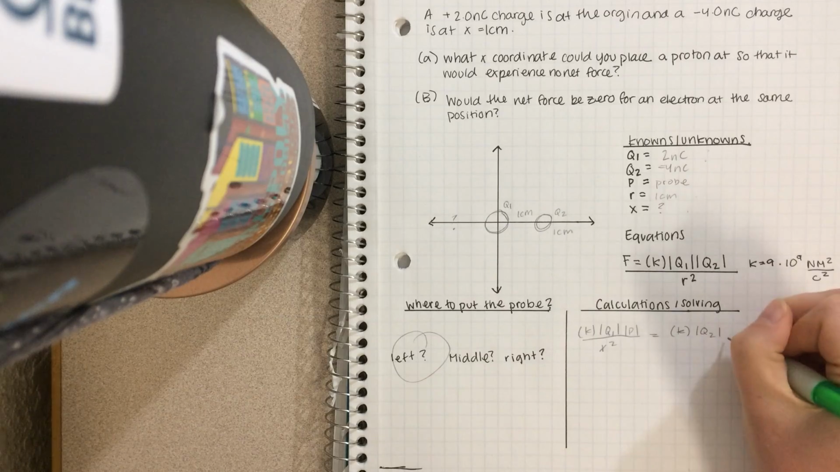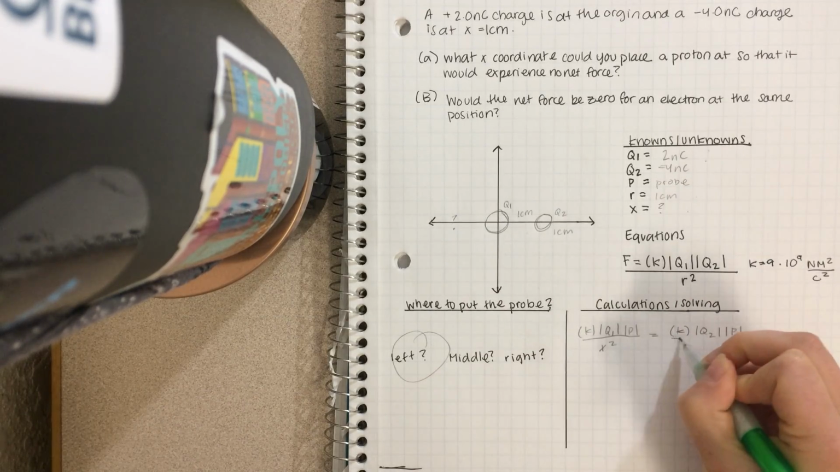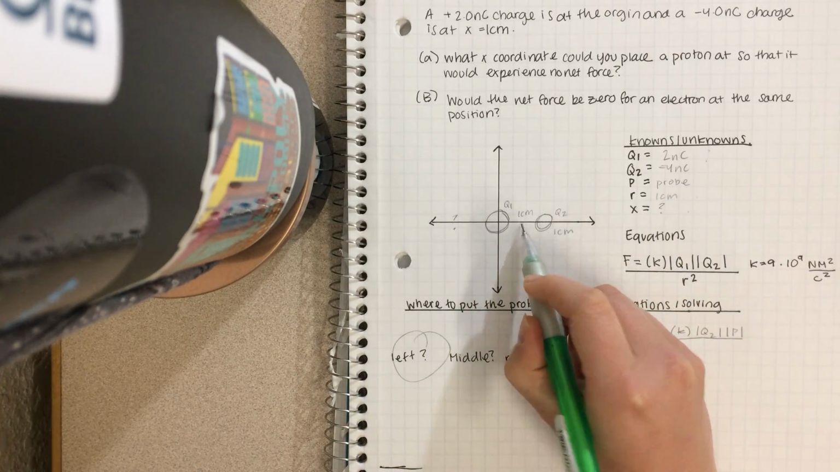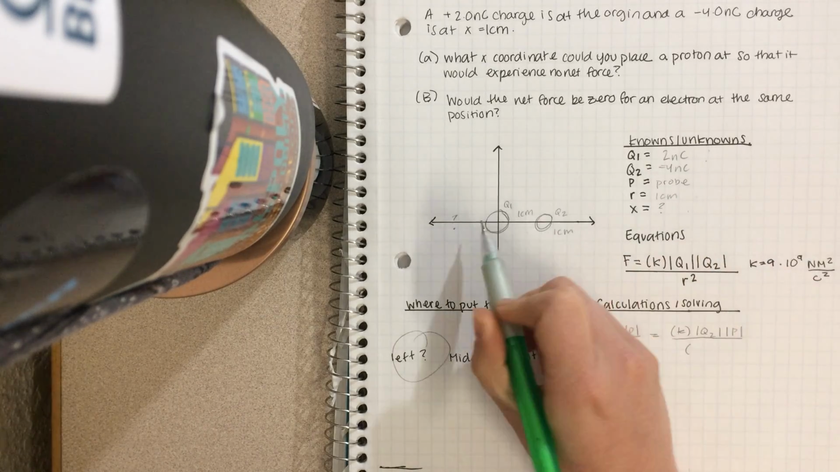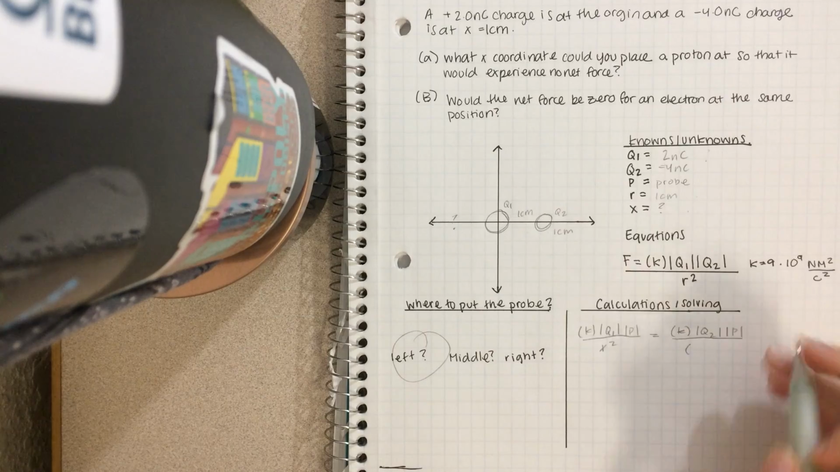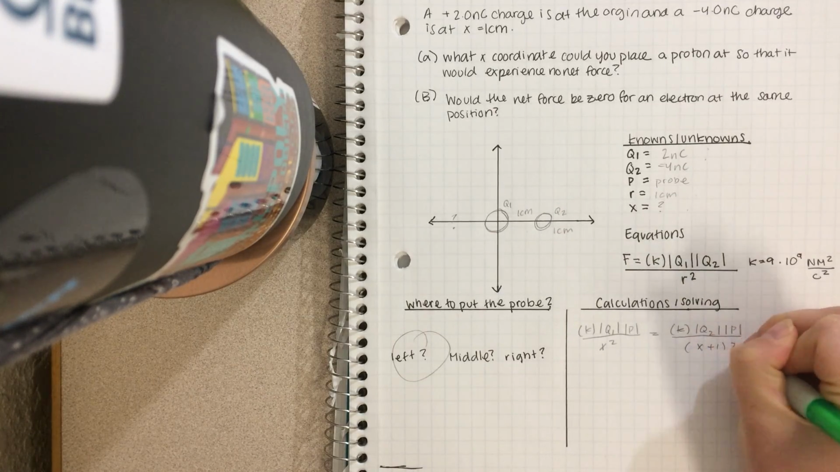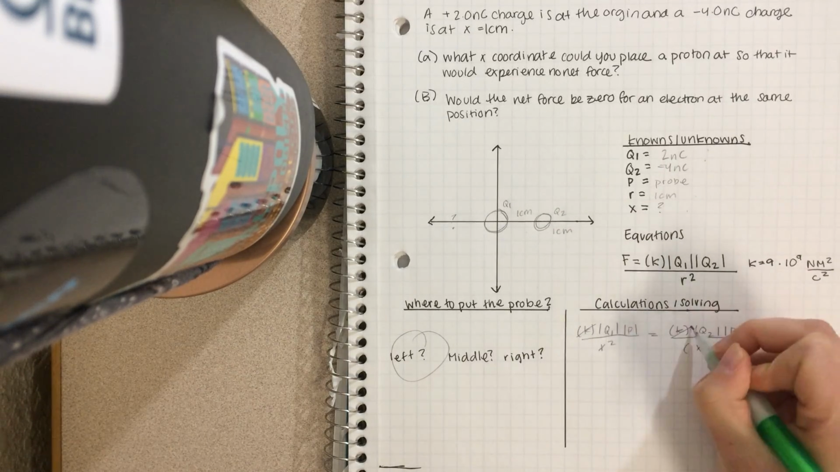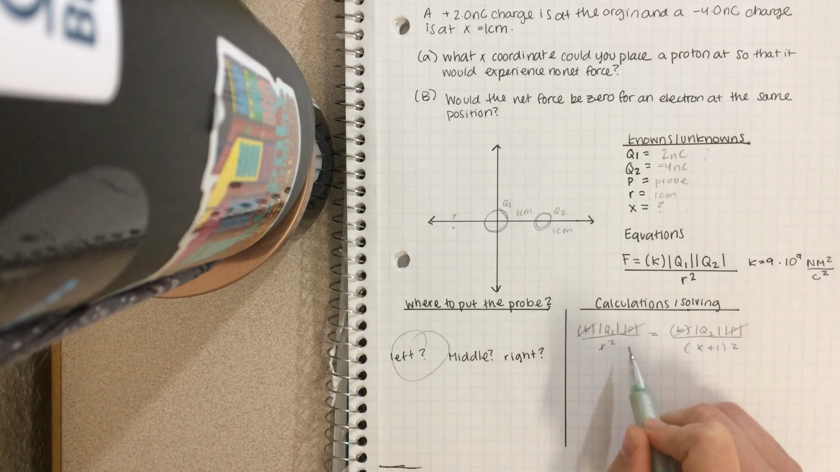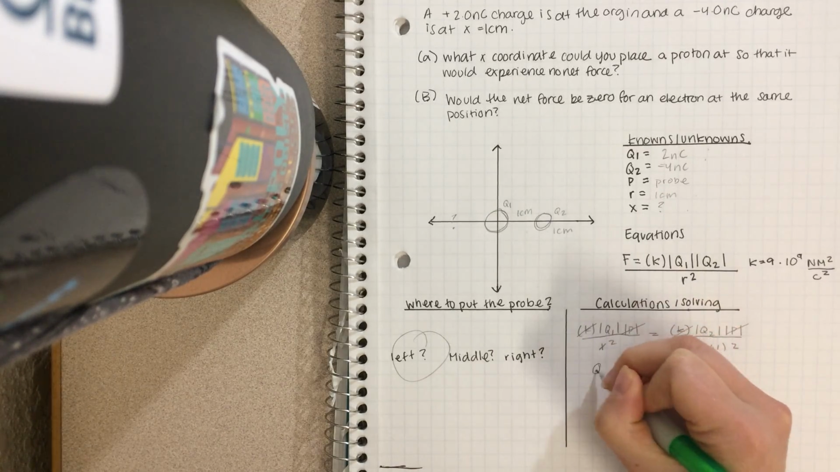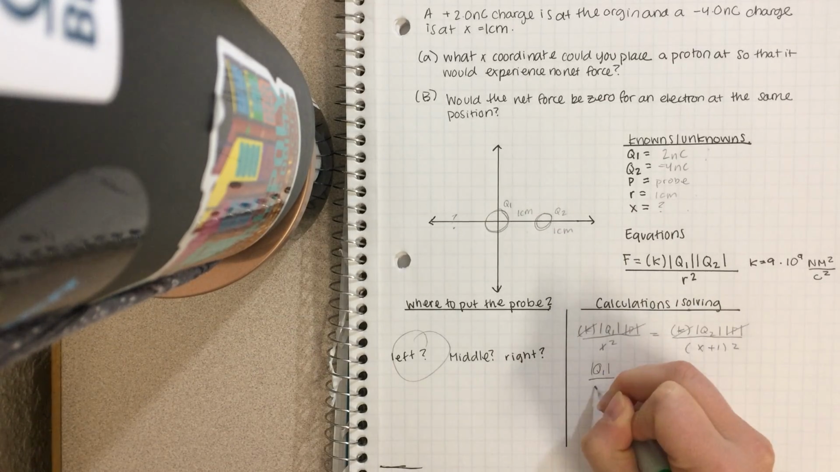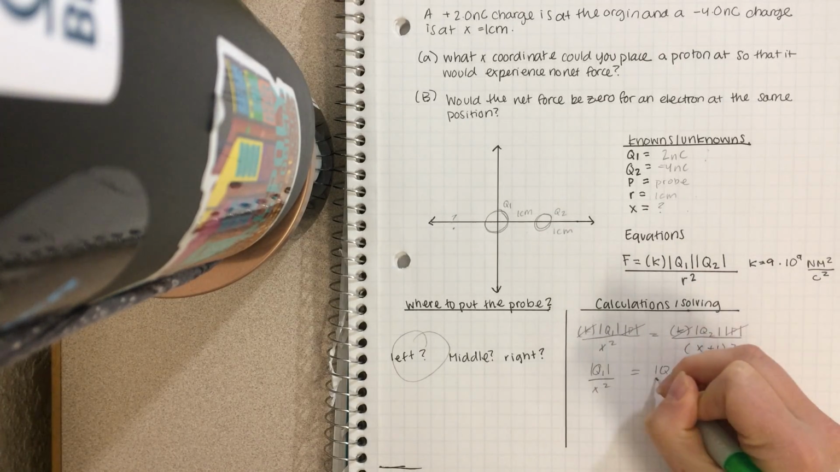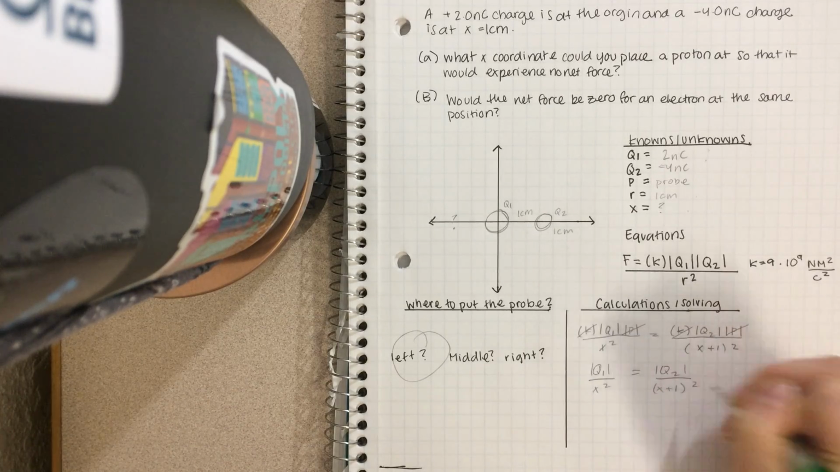Q2 times the probe. But here the distance value is different because we're going from Q2 to the left. So we need to add this 1 centimeter of distance. So I'm going to do that by saying this is x and this is 1 centimeter. So that'll be x plus 1 squared. Then we're going to cancel out like terms. You'll notice that the probe cancels. You get absolute value of Q1 over x squared is equal to the absolute value of Q2 over x plus 1 squared.